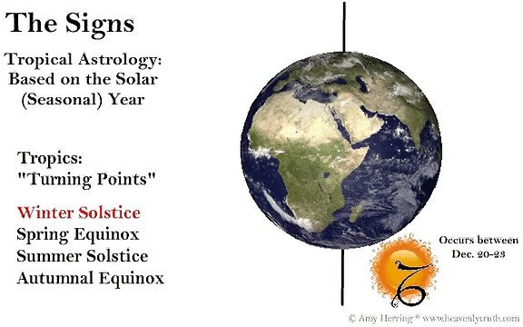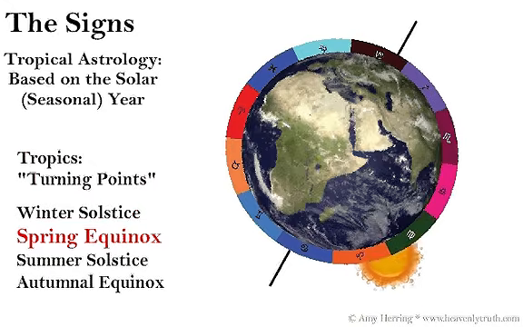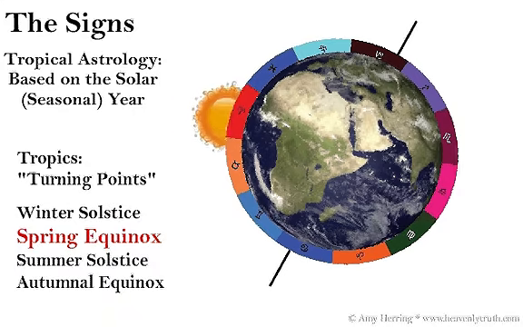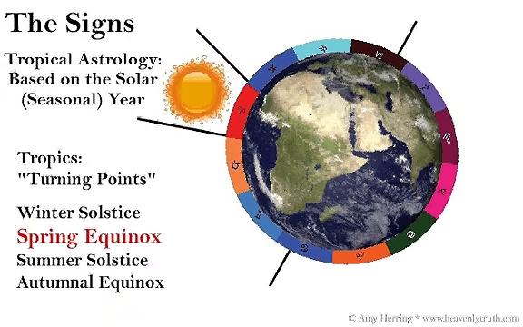Now, as you can see, the point at which each of these events occur varies slightly within a small range of days each year. So, for example, the Sun rises against the backdrop of the sky while in the sign of Aries, when the vernal equinox occurs.